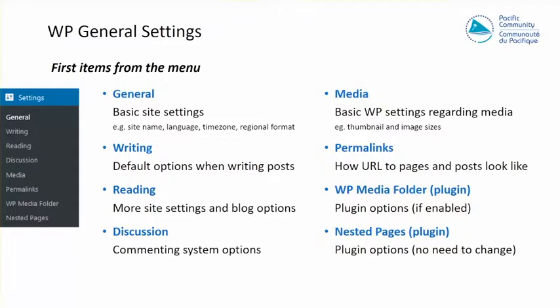Unless you want specific changes to be done, then you go into the settings and you have a look at them. Oh, general settings, what do I go and I change there? Site name, language, time zone, regional format. Okay. Writing, you just default options when writing posts. Okay. One of the default options that writing in WordPress settings, or the general settings, is whenever you create a post, it automatically goes into a category called uncategorized. So that's the default setting.